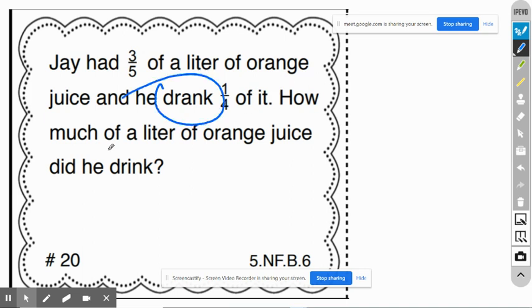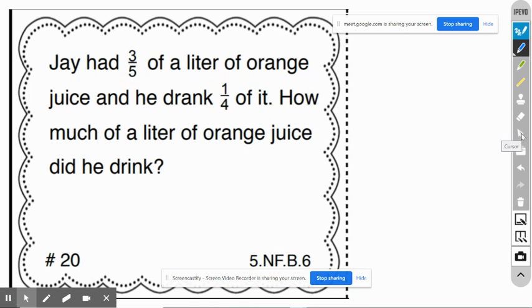But when I saw "drank," I thought, well, that is subtraction. But look at this. Of a liter, if it were subtraction, you would say he drank 1/4 of a liter. So you just take that little amount from what he had. And the question would look different too.